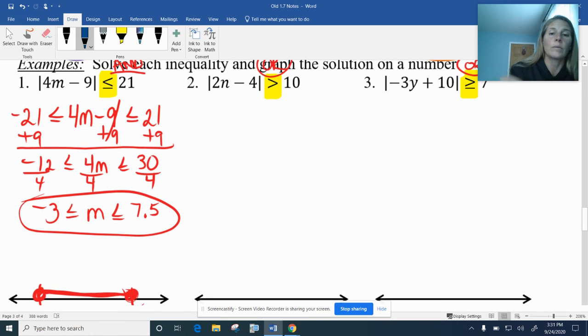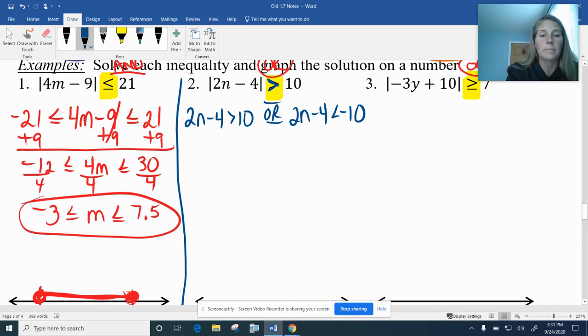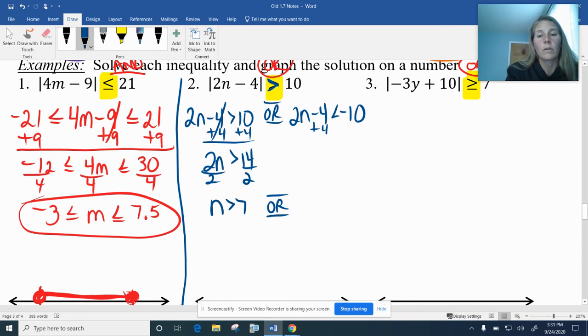All right, so number 2 was an or problem. And we could tell that because this is a greater than sign. So 2n minus 4 is greater than 10, or 2n minus 4 is less than negative 10. Adding the 4 on both sides, 2n is greater than 14. Divide by 2, n is greater than 7. Or do the other side of the inequality. Divide by 2, n is less than negative 3.